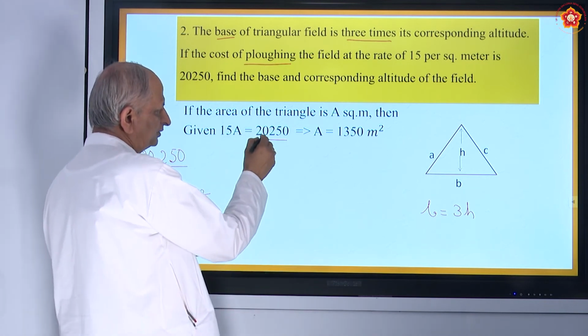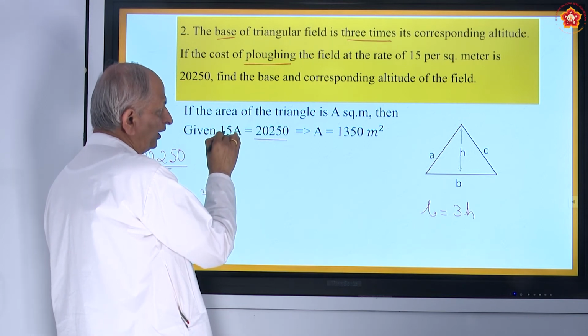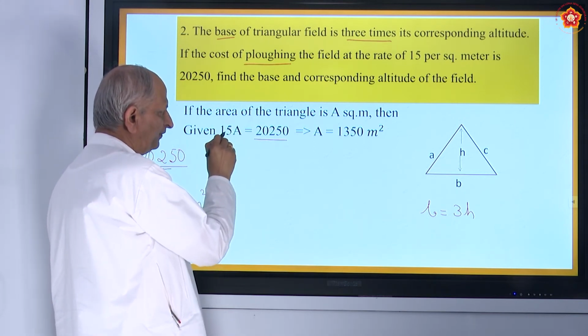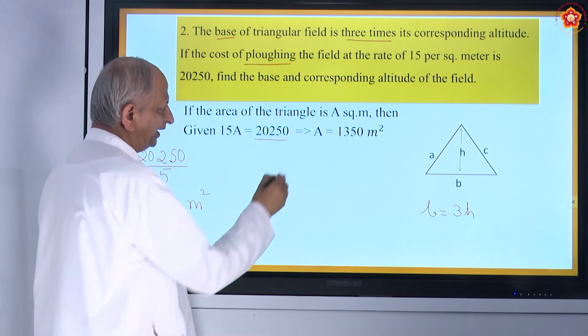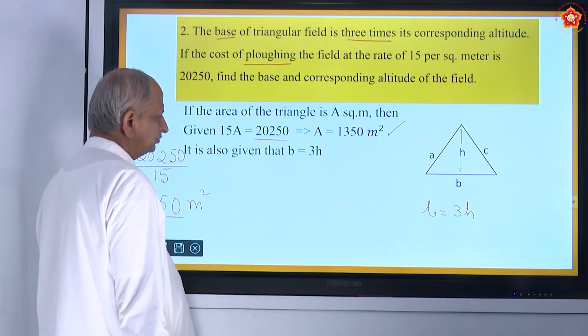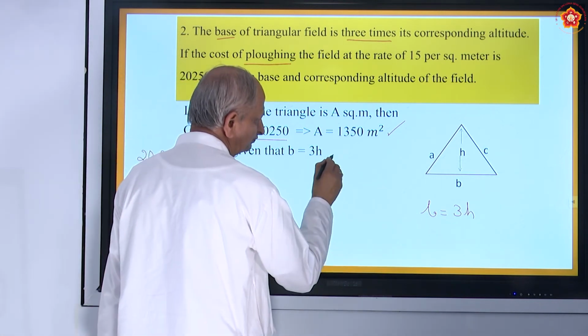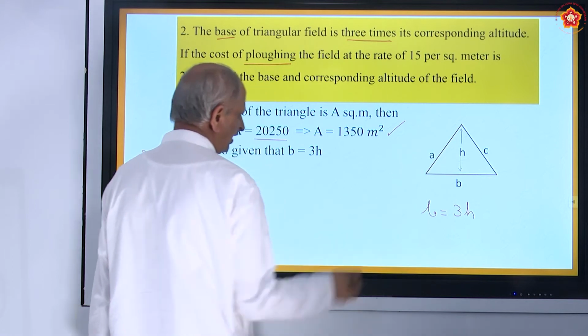So what you have done here, the total cost of plowing divided by the plowing cost per square meter, which is 15 rupees. So that is how you get the area. Area is known, and it is given that B is equal to 3H, base is equal to 3H.